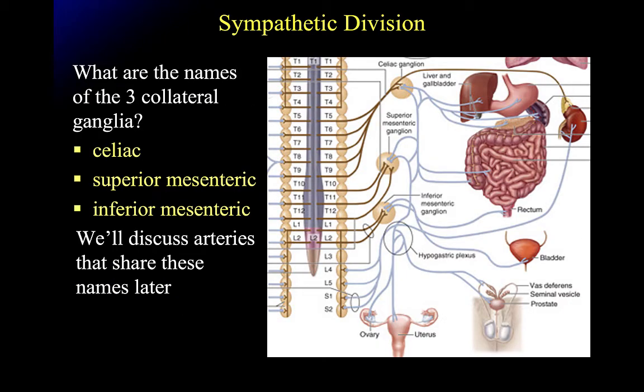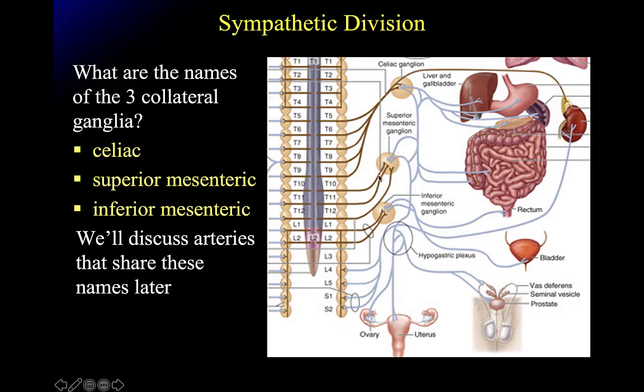All right, so let's learn the names of these three collateral or prevertebral ganglia. They are all named for arteries which are in those same general locations, so learning these names will actually be helpful now. We have the highest up, the celiac ganglion, which is near the celiac trunk. The celiac trunk is an interesting artery we will learn that gives rise to the common hepatic artery, the left gastric artery, and the splenic artery.